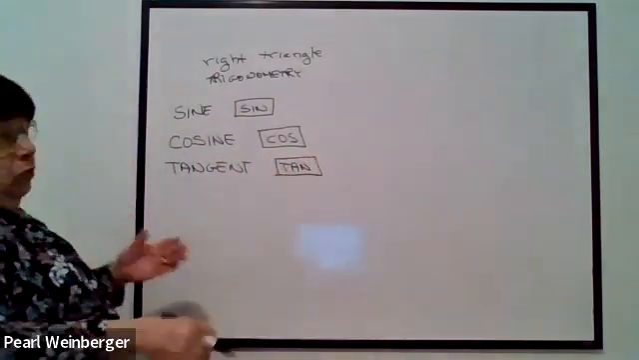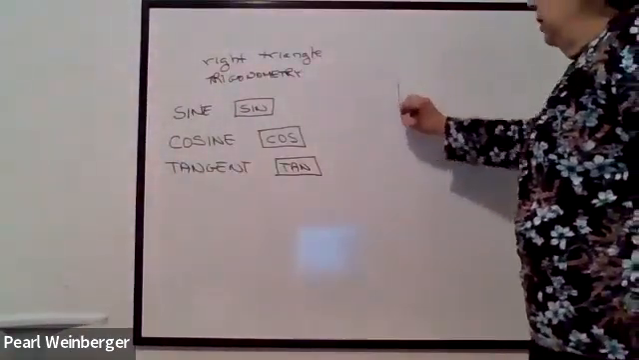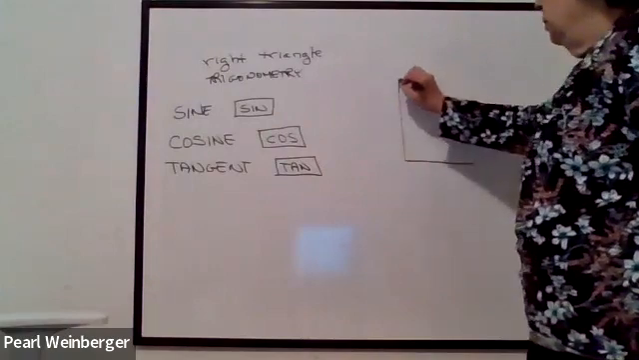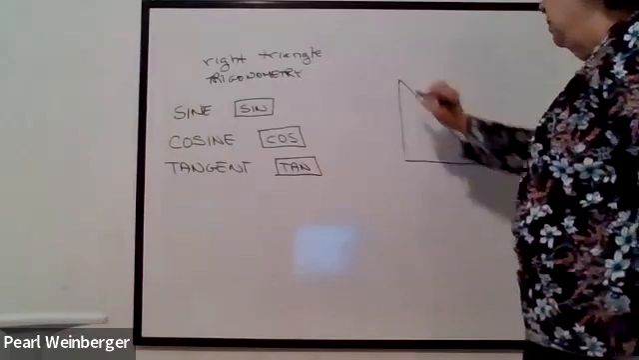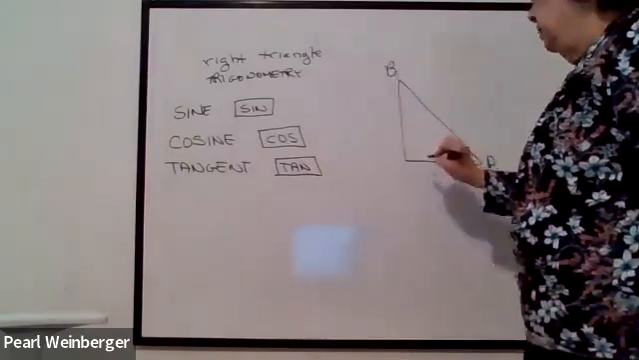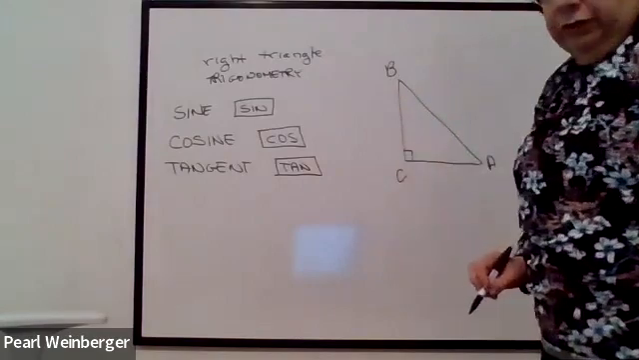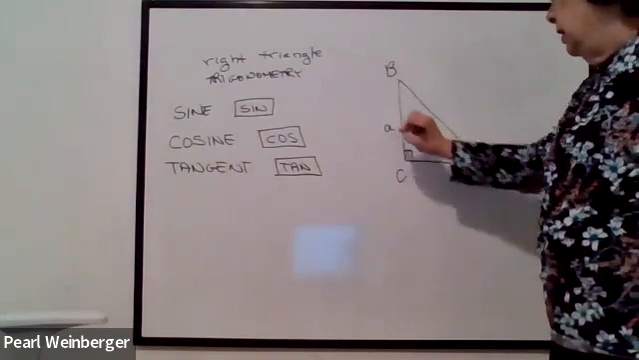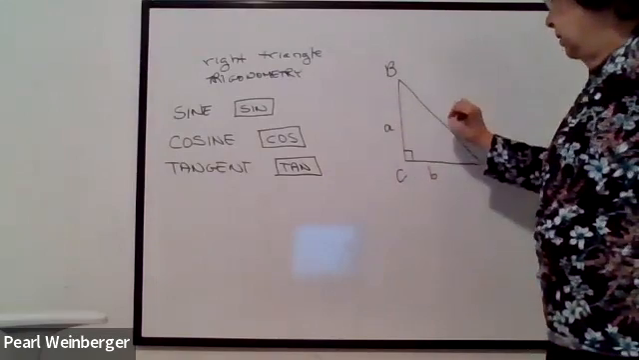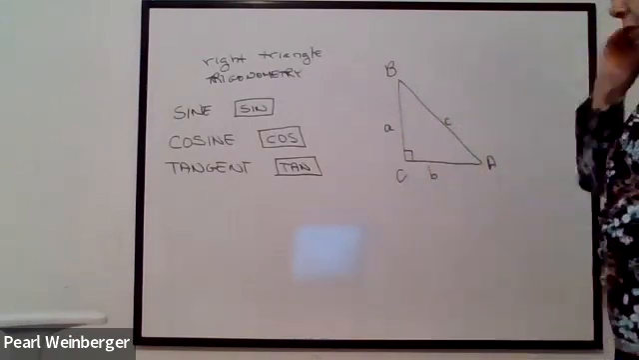Okay, so the question is, what do these stand for? So we're going to look at a right triangle. Again, we're going to take our standard right triangle. I like to call this A, but it doesn't have to be. This is B. Remember, the right angle we always call C. And again, this is our small a, this is our small b, and this is our small c, as we've done before.